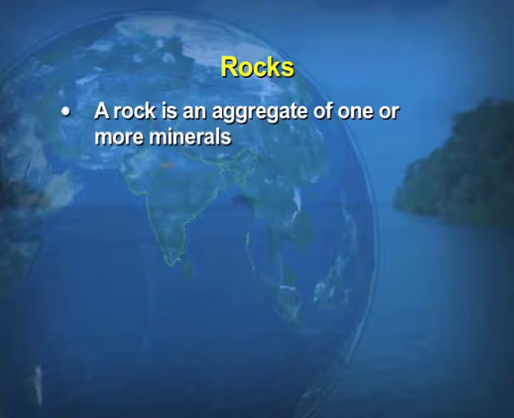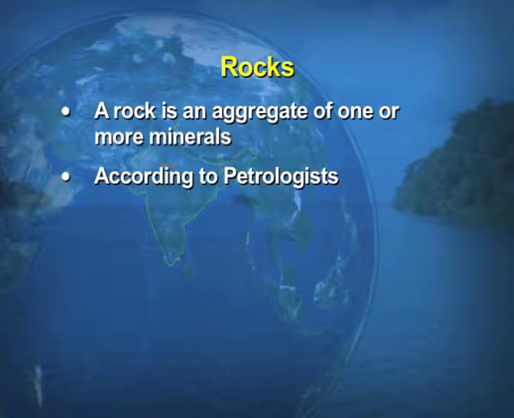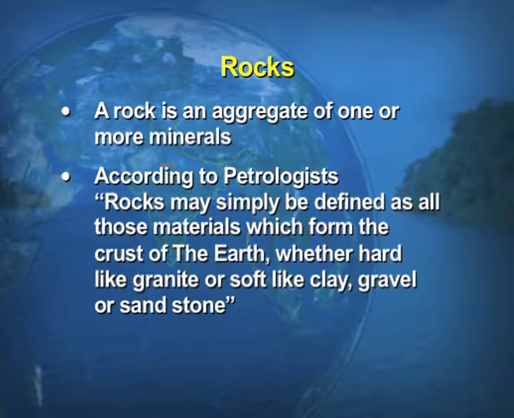Dear students, I would like to continue with the chapter Rocks and Minerals. The second part of the chapter, which I will be taking up now, is the rocks. As I have already told you, a rock is an aggregate of one or more minerals. According to the petrologists, rocks may simply be defined as all those materials which form the crust of the earth, whether hard like granite or soft like clay.